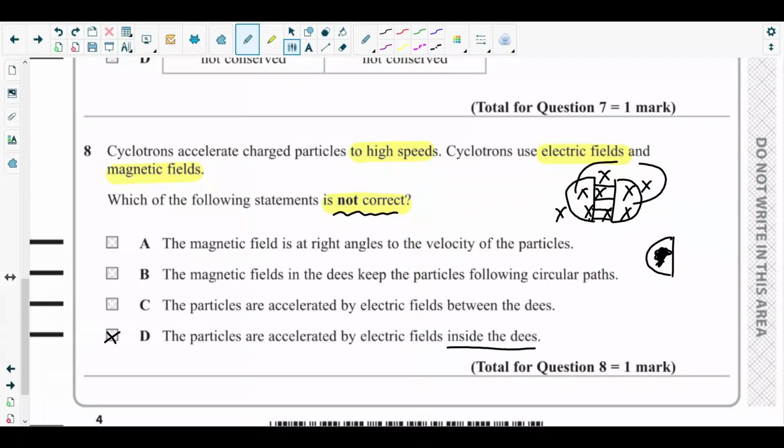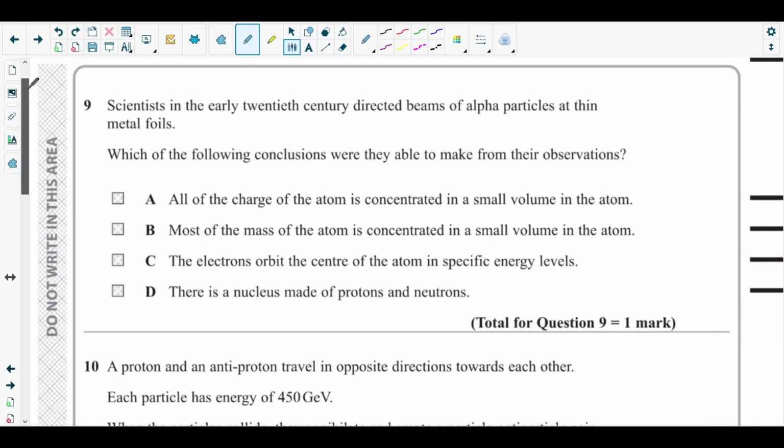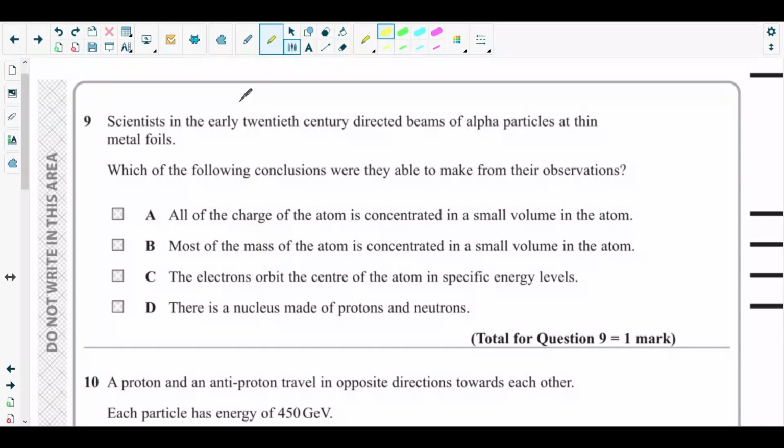Fine. Okay, next is MCQ number 9. It says scientists in the early 20th century detected beams of alpha particles at thin metal foils. Which of the following conclusions were they able to make from their observations? So basically this question is related to the Rutherford's alpha particle scattering experiment that has been discussed in chapter number 7, that is particle physics of A2 syllabus. So which conclusion could Rutherford make from the observation of the experiment? Let's have a look on the options.